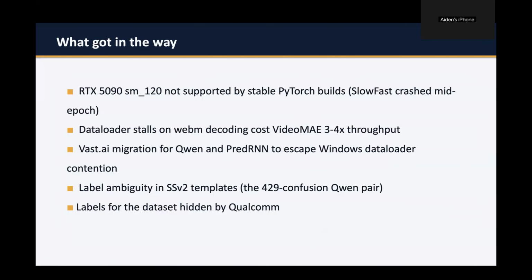Some things that got in the way during training. The first one was incompatibilities between certain GPUs that we used on Vast AI and certain PyTorch builds that caused crashes mid-training. There were data loader stalls with WebM file decoding with VideoMAE. Vast AI migration for Qwen and PredRNN to escape Windows data loader contention. Label ambiguity in SSV2 templates and labels for the dataset hidden by Qualcomm. That was just implicit in the data and we couldn't really fix that.